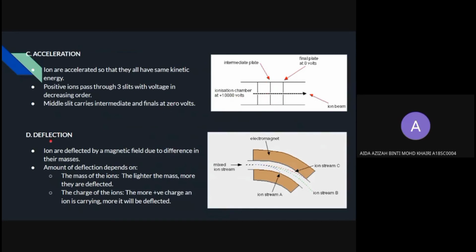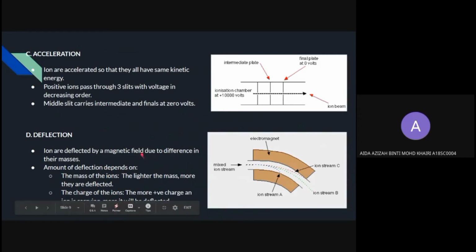Next step is deflection. Ions are deflected by a magnetic field due to the difference in their masses. The amount of deflection depends on two factors, which are the mass of the ion and the charge of the ion. For the mass, the lighter the ion, the more it is deflected. For the charge, the more positive charge an ion carries, the more it will be deflected. These two factors are combined into a mass over charge ratio.